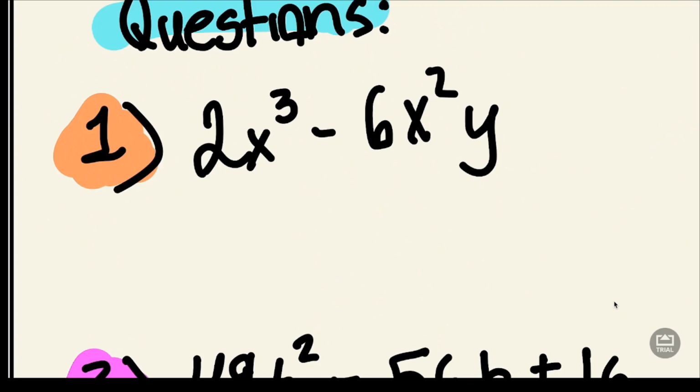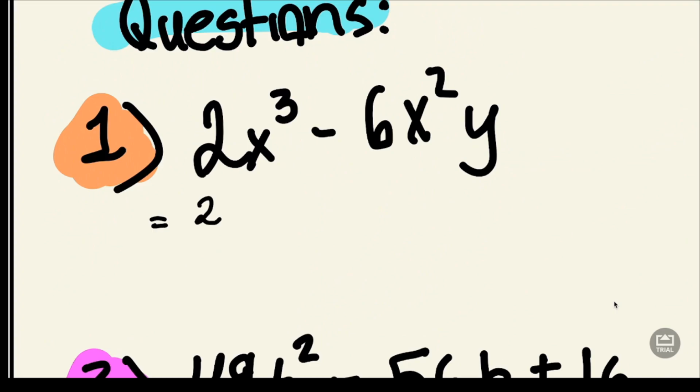So everything here, we look at the coefficients first. The coefficients are 2 and 6. What is divisible by 2 and 6? And it has to be the same number. What is divisible by 2 and 6? 2. 2 divided by 2 is 1. 6 divided by 2 is 3. So we already know that 2 is the start of the factor, the start of what we are going to take out.